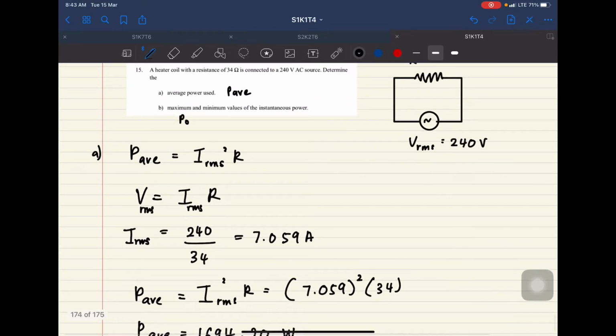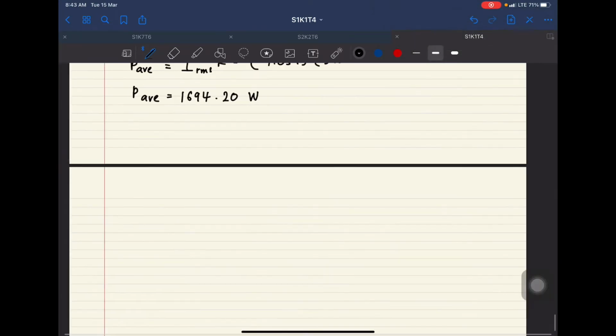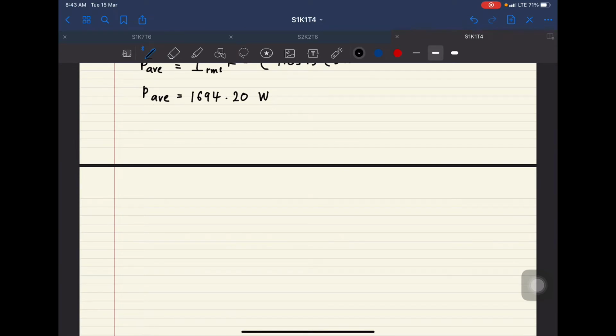Okay, and then the next question, they want to find the maximum and minimum values of the instantaneous power. So I showed you before the graph for P against time. It's basically like this. Okay, I show you, the P average should be in the middle here. So the top or the peak here is your P naught.